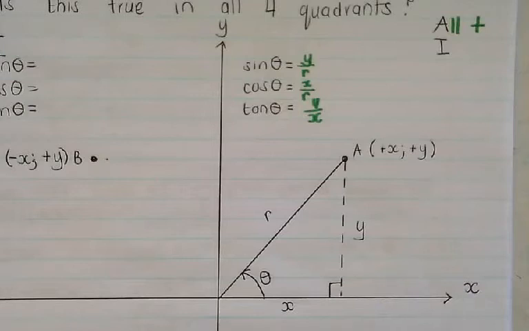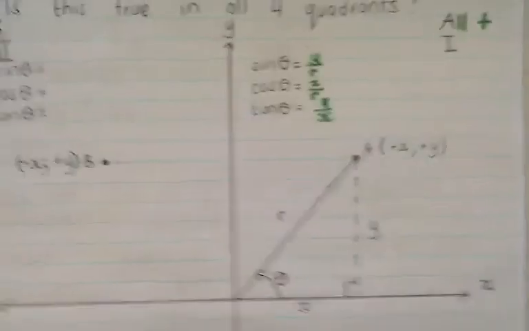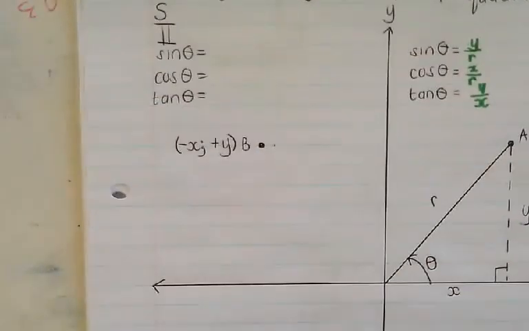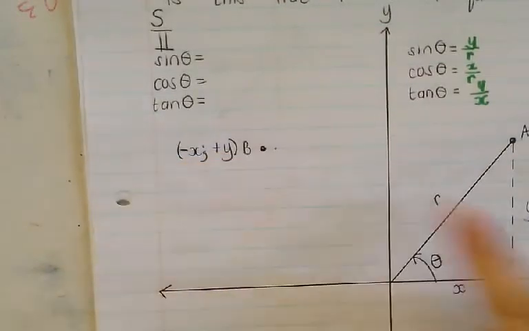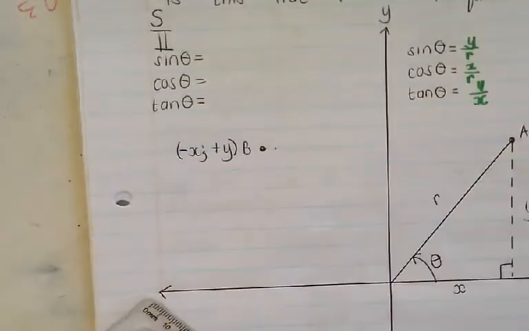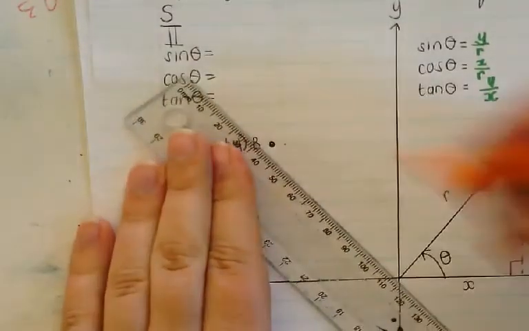Now let's repeat the process in my second quadrant, and I'm going to use a different color. So there's my arbitrary point. I know that x has to be negative and y will be positive because it's in the positive y axis. So let's connect it to the origin.